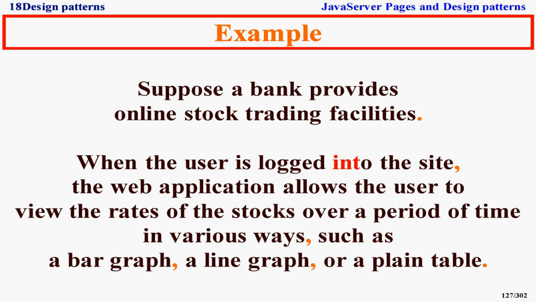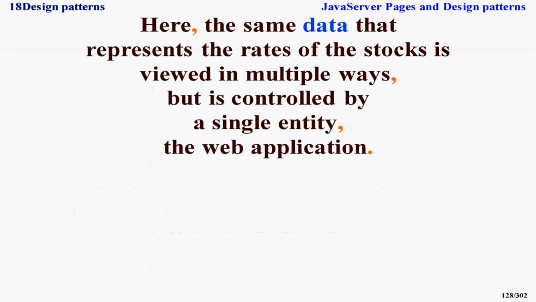Example. Suppose a bank provides online stock trading facilities. When the user is logged into the site, the web application allows the user to view the rates of the stocks over a period of time in various ways, such as a bar graph, a line graph, or a plain table. Here, the same data that represents the rates of the stocks is viewed in multiple ways, but is controlled by a single entity, the web application.